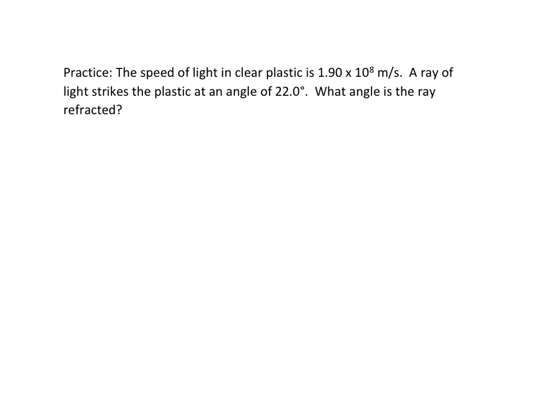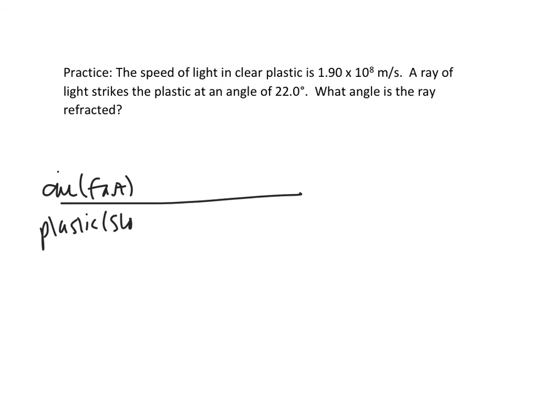The speed of light in clear plastic is 1.9 times 10 to the 8th meters per second. A ray of light strikes the plastic at an angle of 22 degrees. What angle is the ray refracted? So here's our change in medium. We have, let's assume, air and then plastic. So going from fast to slow.